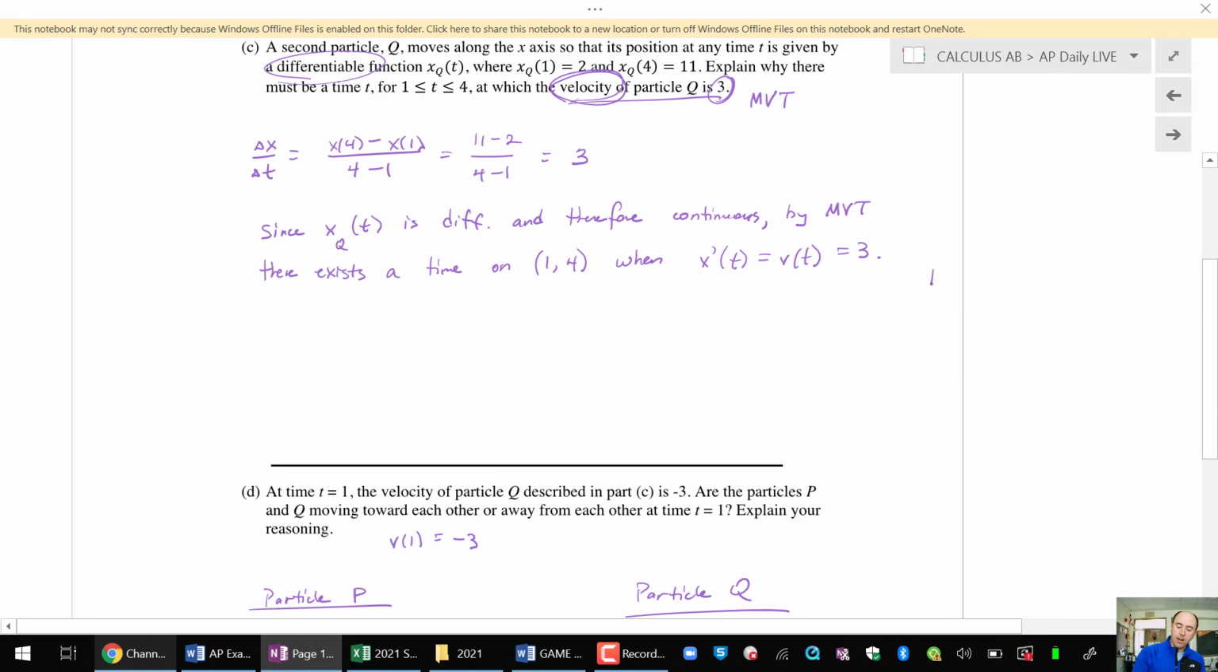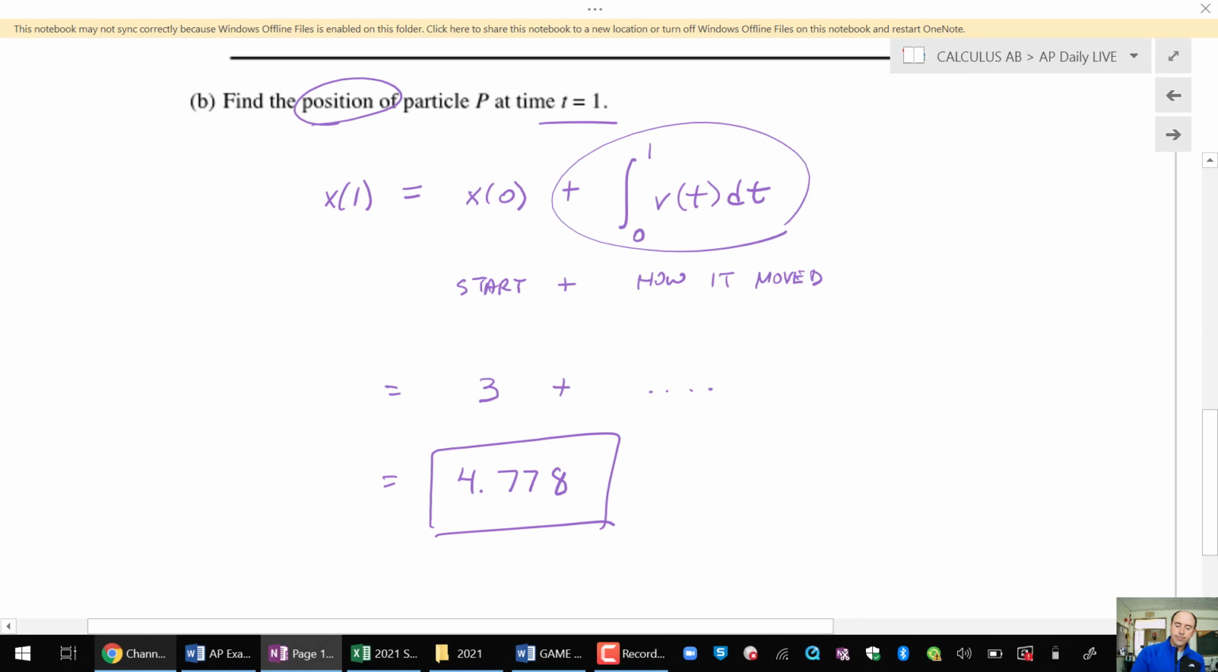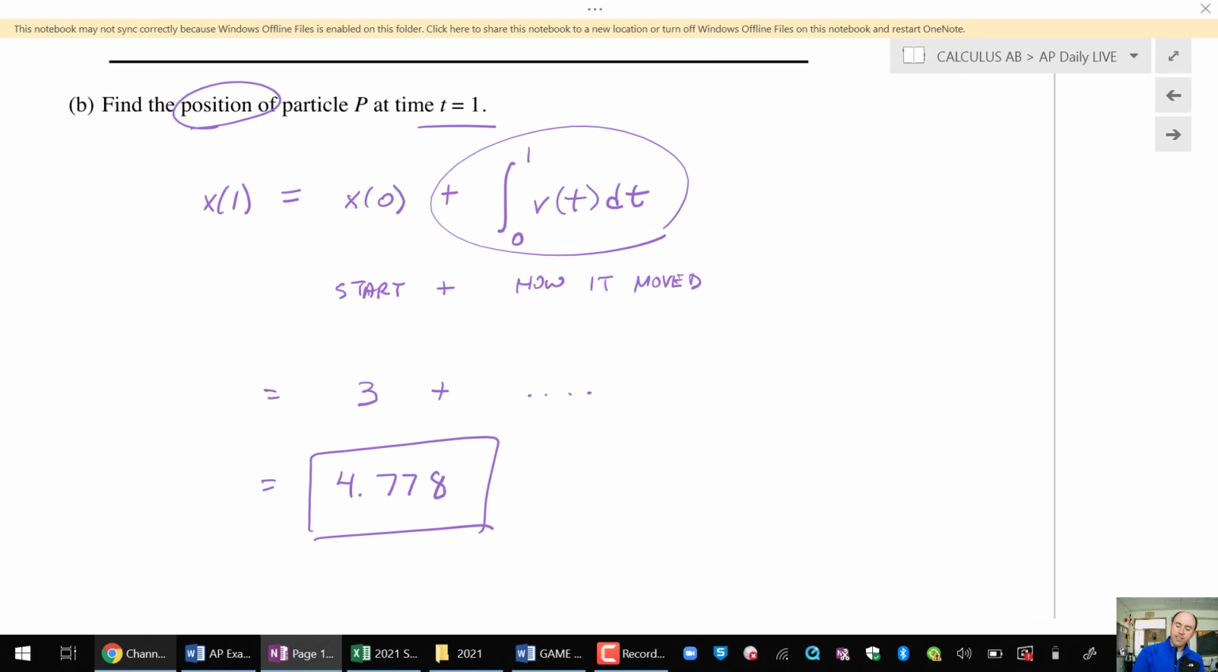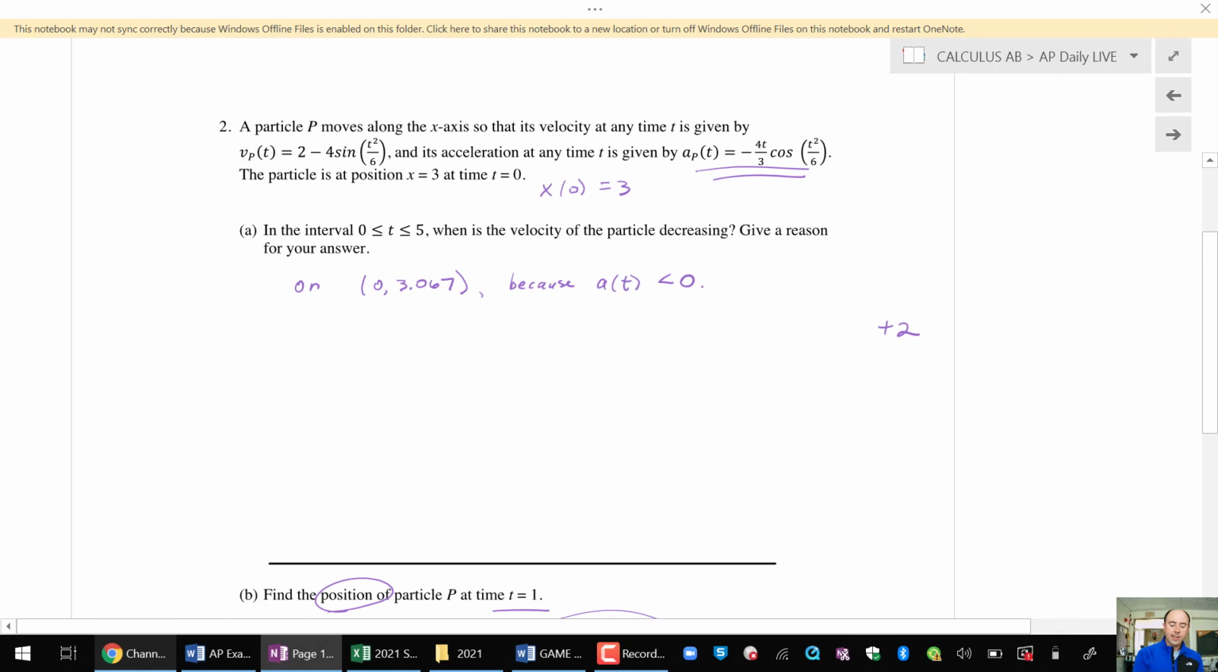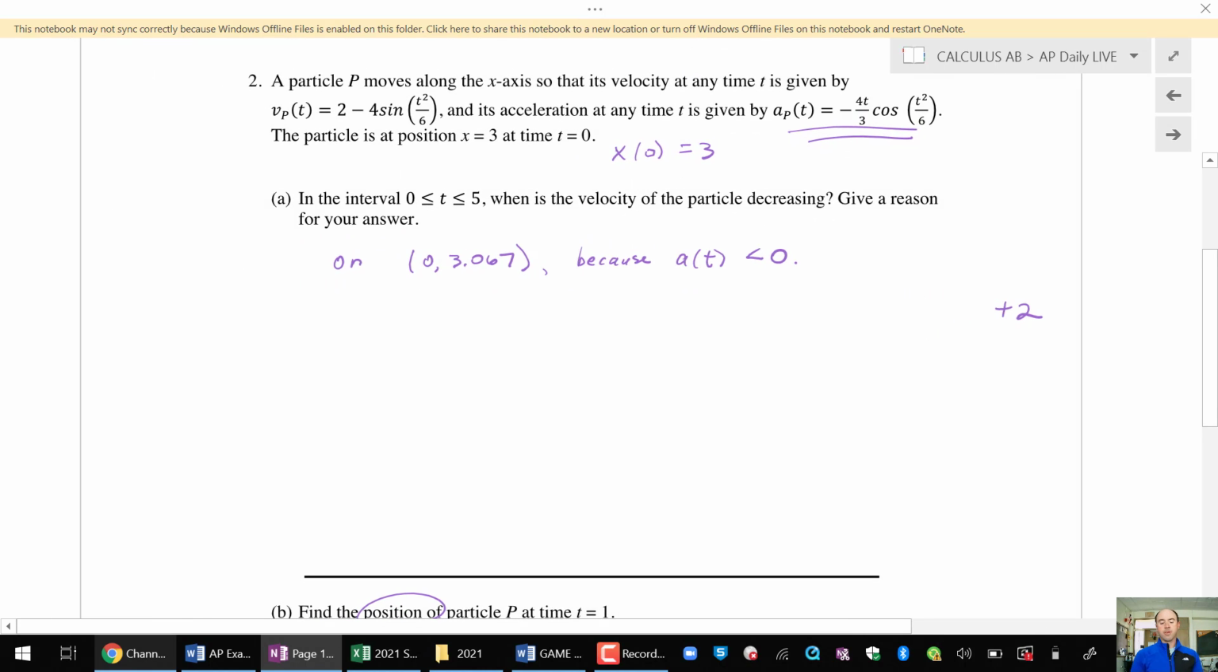Letter C is also 2 points. Backtracking to part B, find the position. This is a 3-pointer. And then for part A, a 2-pointer. And there's your total of 9 points. So that's an example of a particle motion problem. Again, both of these FRQs were calculator active.